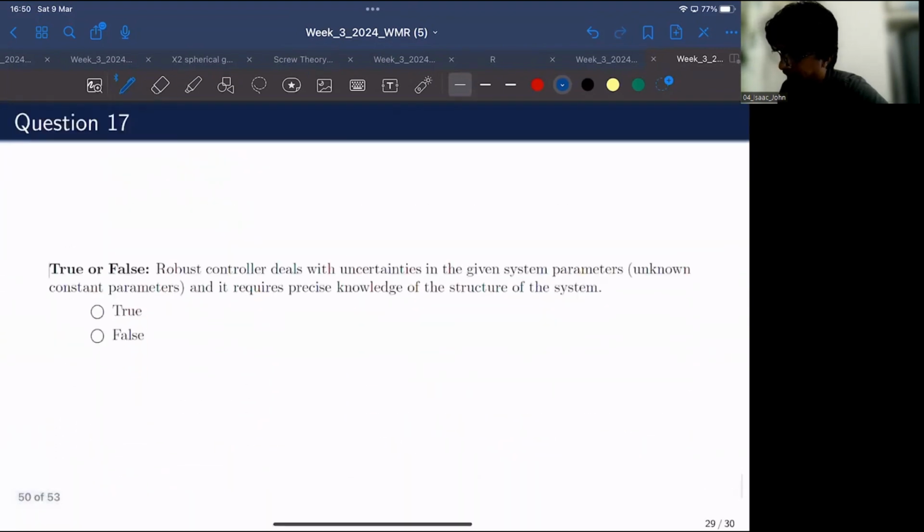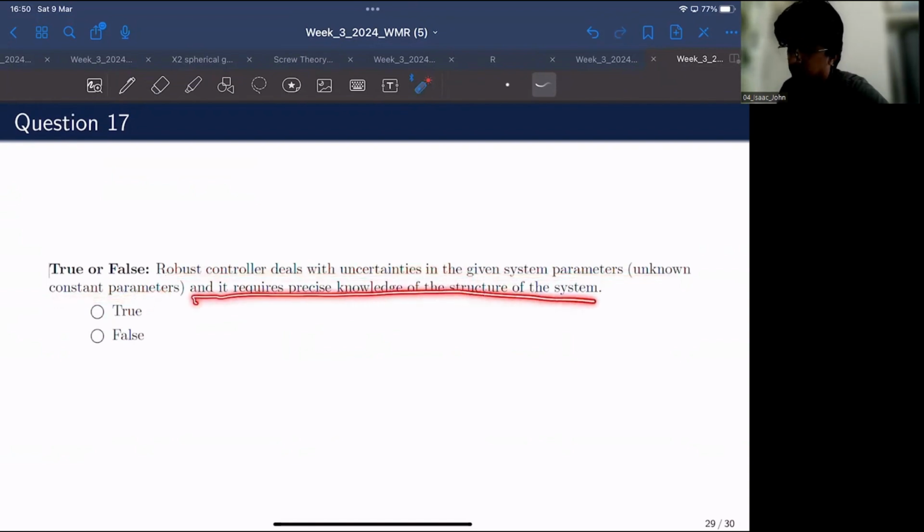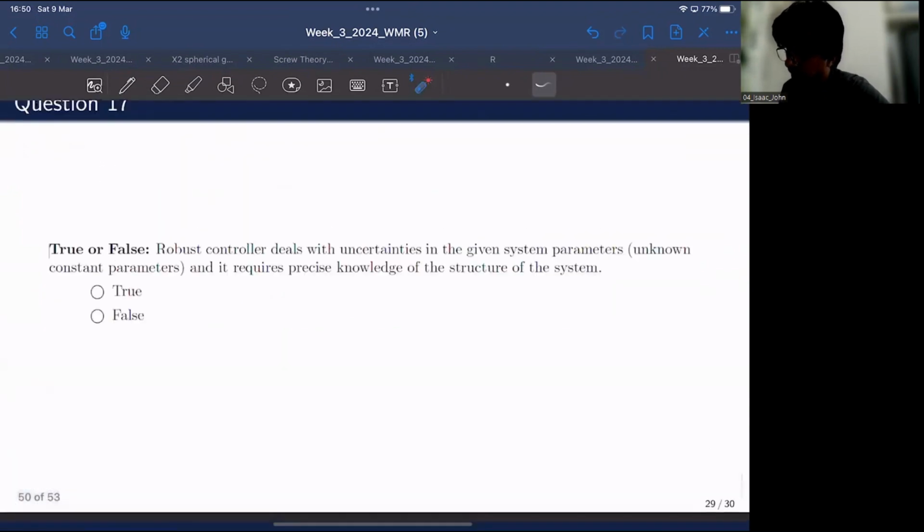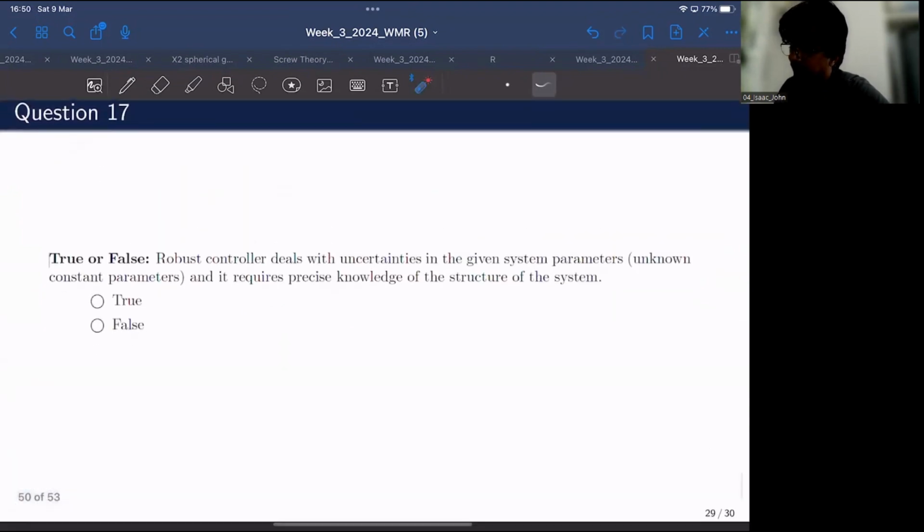And moving on to the final question for this session, it's only a true or false question. A robust controller deals with uncertainties in given system parameters, unknown constant parameters, and it requires precise knowledge of the structure of the system. We have already seen this earlier a couple of times. This statement is only true for adaptive controller, not for robust controller.